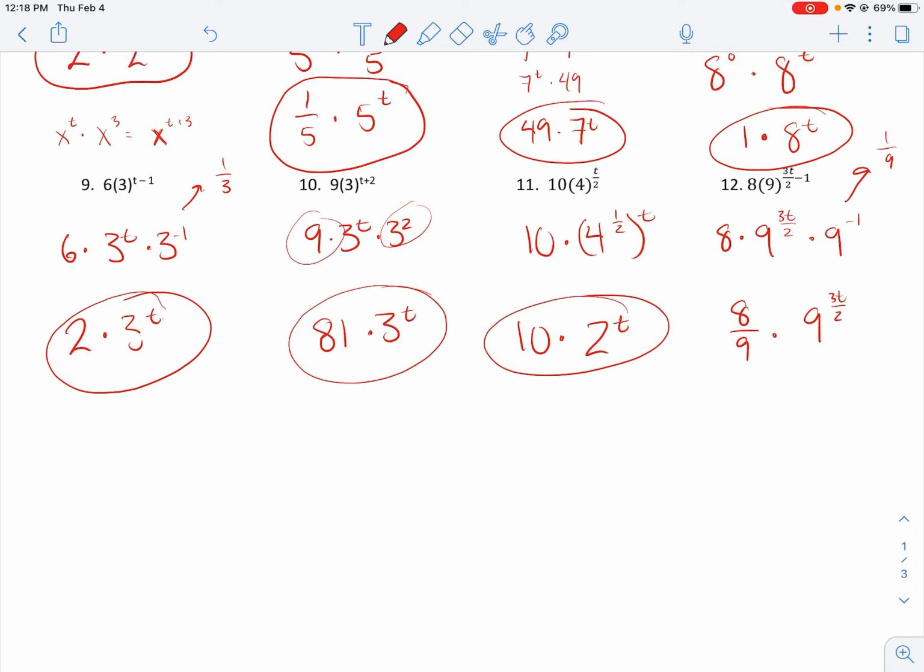So what are we trying to get left with? What we're trying to get left with is just a t. So with 8/9, I'm going to take this 9, move that 3/2 inside the parentheses, raised to t, and I believe 9 raised to the 3/2 is 27. So 8 over 9 times 27^t.